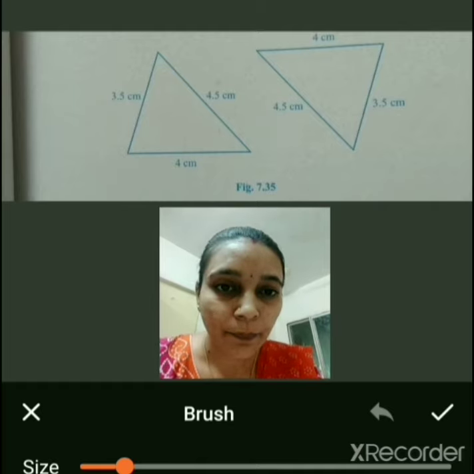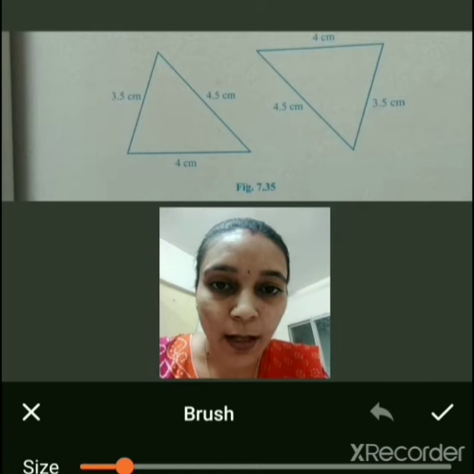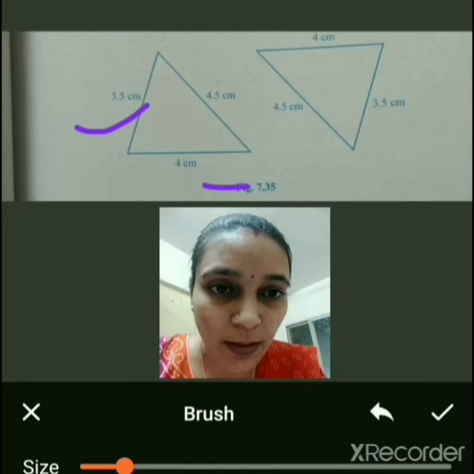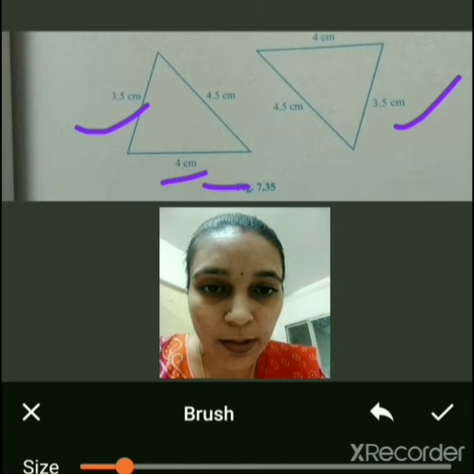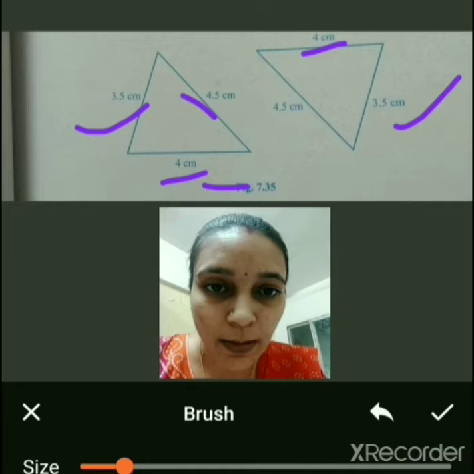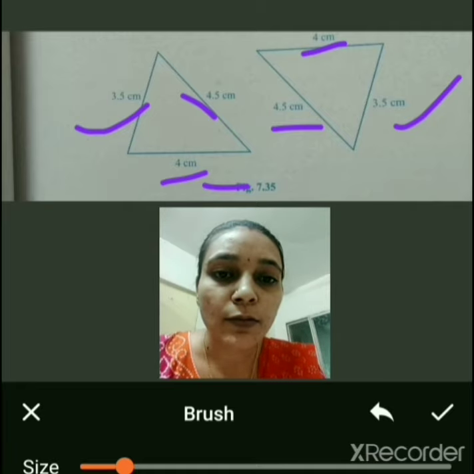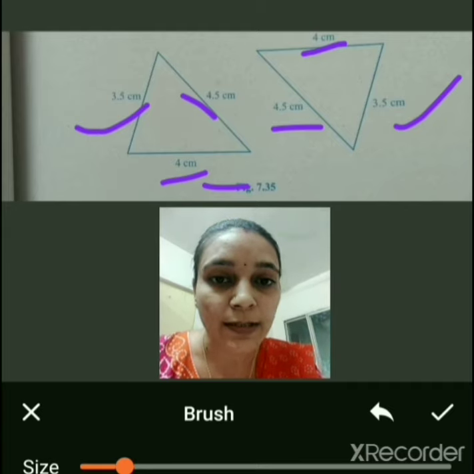See the figure, right? In both the triangles, all the three sides are equal, right? How? If the first side of this triangle is 3.5 centimeter, then here is also one side of 3.5 centimeter. If the second side is 4 centimeter, then here is also 4 centimeter. The third side is 4.5 centimeter, and here it is also 4.5 centimeter. So both triangles have all three sides equal, so by SSS rule you can say these two triangles are congruent triangles, right?